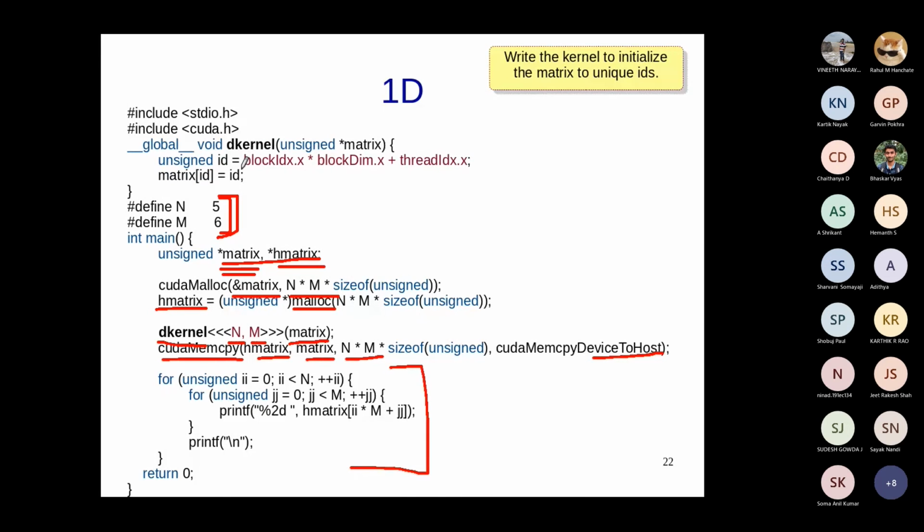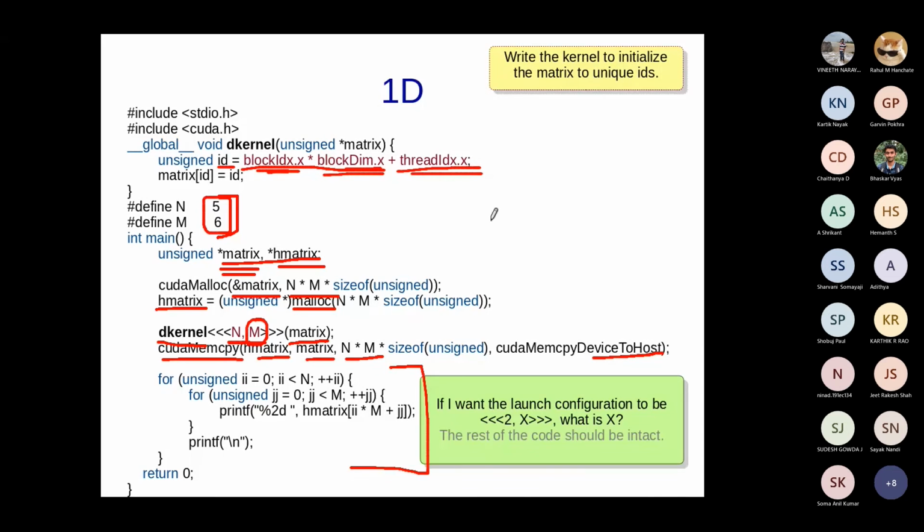Assuming that some of you have tried, the kernel will look something like this, where I find the unique ID as we discussed on the previous slide: bus number into size of each bus plus the ID of the student inside the bus. That is going to give me a unique ID across 0 to 29, because I'm launching the kernel with n, m. So blockIdx.x goes from 0 to n minus 1, blockDim.x should be equal to m, and threadIdx.x ranges from 0 to m minus 1, right, so 0 to 5.